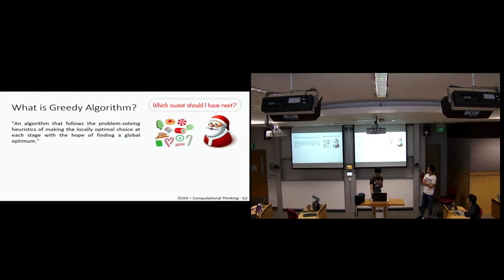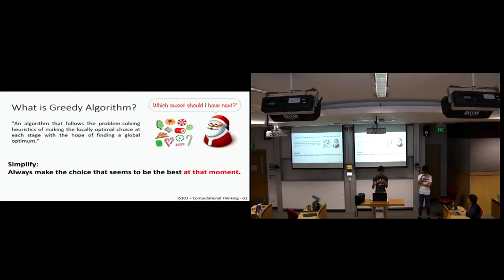Right, so firstly, what is a greedy algorithm? It's an algorithm that follows the problem-solving heuristic of making the locally optimal choice. But simply put, it's just always making the choice that seems to be best at that moment, and "at that moment" is highlighted because it's the important aspect of the greedy algorithm.